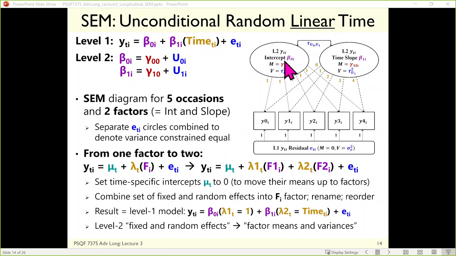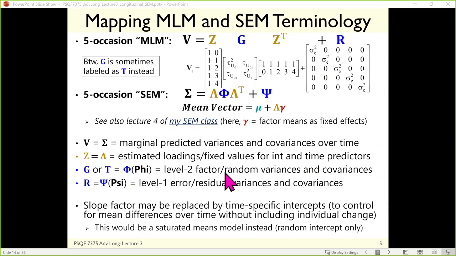If I want each occasion to have a different mean but still have a random intercept, I would have to do that by putting the intercepts back into the model per occasion. So that would translate into a saturated means random intercept model if I did it that way. If I let each occasion have a different mean and I didn't use a time slope to try and model those mean differences, that still assumes parallel change though. So it only controls for mean differences. It doesn't control for individual differences in change.